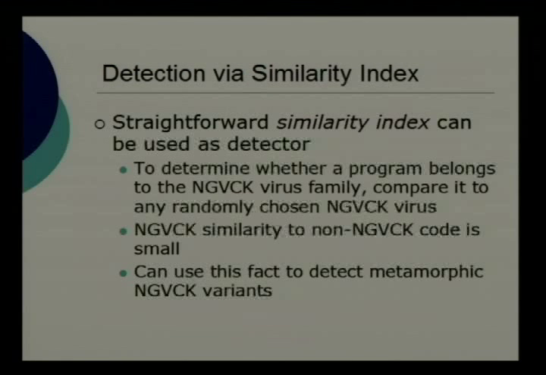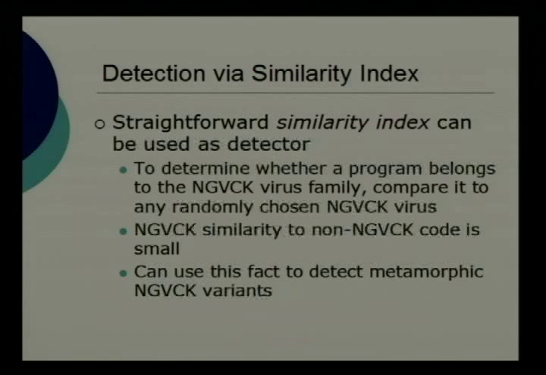Besides that, we take a completely different approach. Because these viruses are so different from normal programs, we tried a different approach. We just use a straightforward similarity index to determine whether a program belongs to the NVIC family. This method works this way. If you want to see if program A is an NVIC mutated virus, you can just pair it with any NVIC virus and find the similarity score.